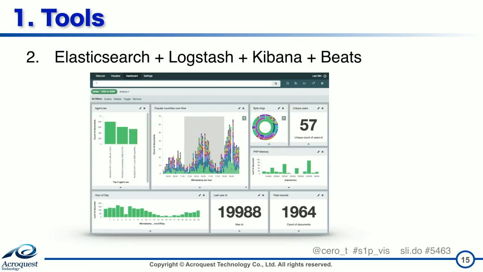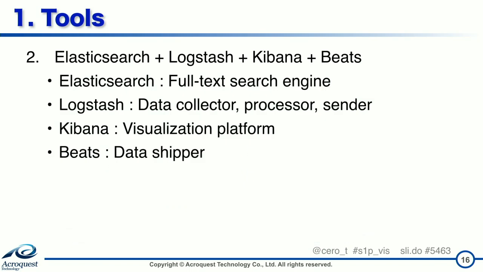And the second tool is Elasticsearch. Elasticsearch, Logstash, Kibana, Beats. This is a Kibana dashboard. Do you know Elasticsearch? Almost all of you know Elasticsearch. Yeah, Elasticsearch is a full text search engine. Logstash is a data collector and data processor, and also a data shipper to Elasticsearch. Kibana is a visualization platform for Elasticsearch. And Beats is a newcomer. That is a data shipper written in Golang.